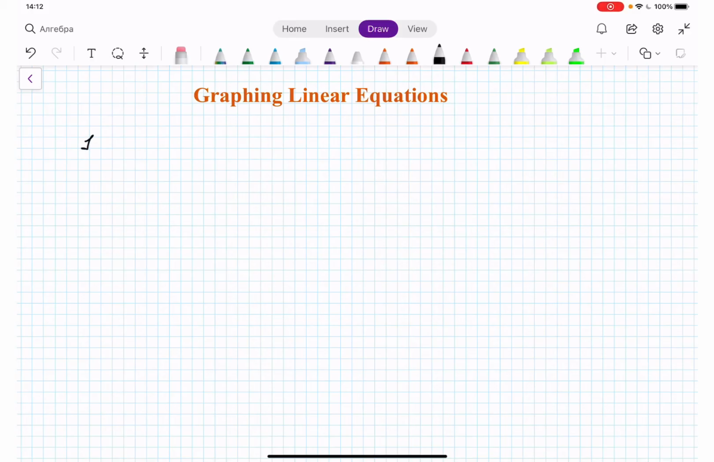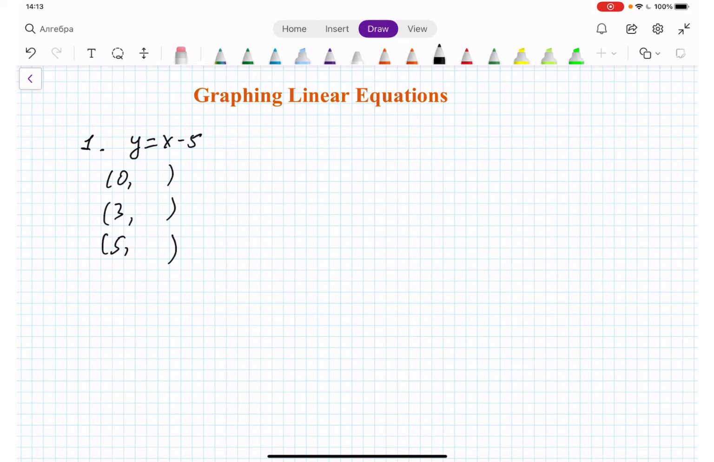Question number 1. We have the equation y is equal to x minus 5. So we need to find coordinates for 0, 3, and 5. I did this already in the previous video, so you know already, but still let's do it.